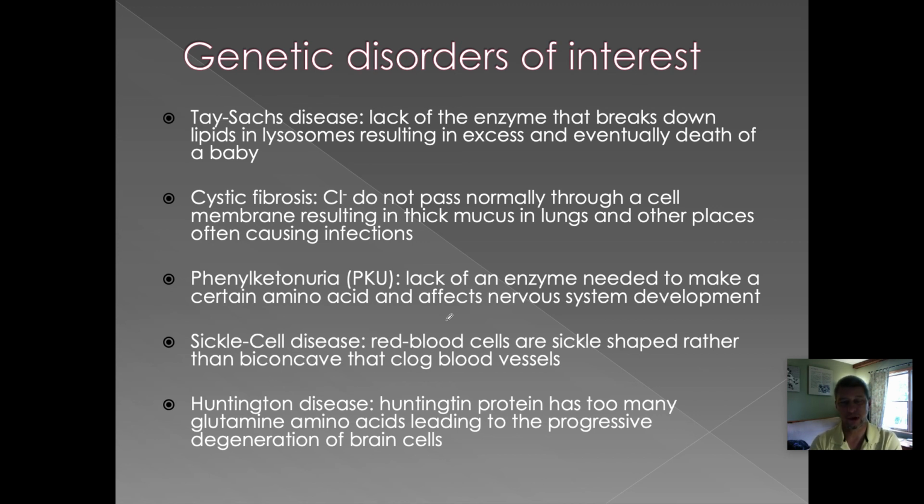Phenylketonuria, which is abbreviated as PKU. This is caused by the lack of an enzyme. Again, a lack of an enzyme that's required to produce a certain amino acid. And this amino acid is necessary for proper nervous system development. PKU is also autosomal recessive.